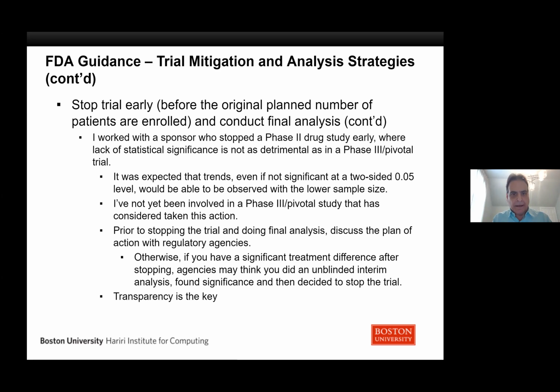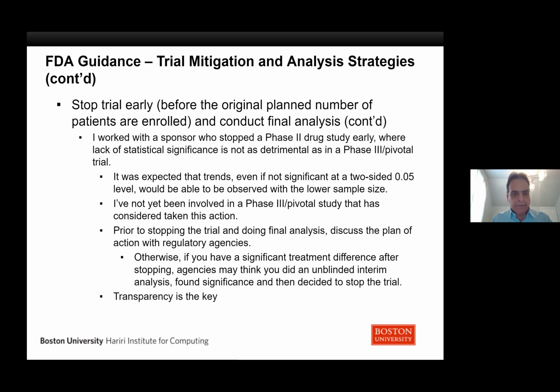So it was felt and discussed with the FDA that the sponsor could stop the trial if they want. It was still expected that trends, because there was a large enough sample size, even if not significant at a two-sided 0.5 level, would be able to be observed with the lower sample size. I personally have not been involved in a phase 3 pivotal study that considered taking this action to stop the trial early.